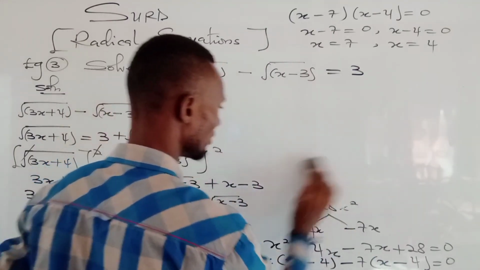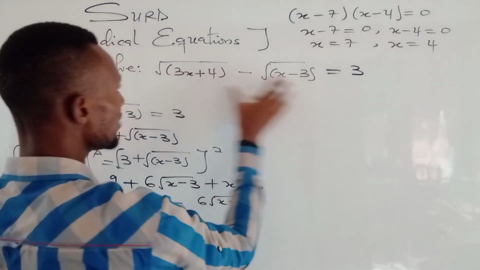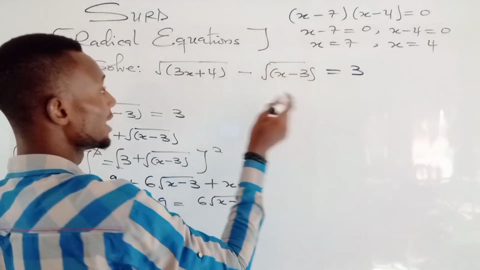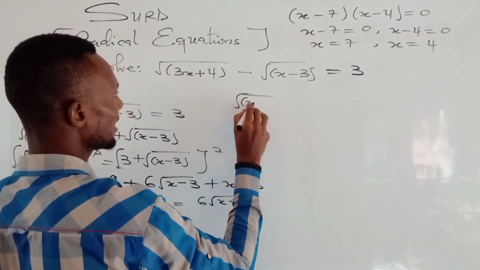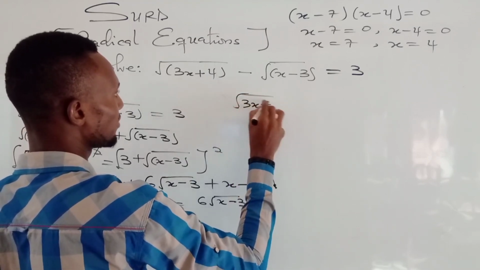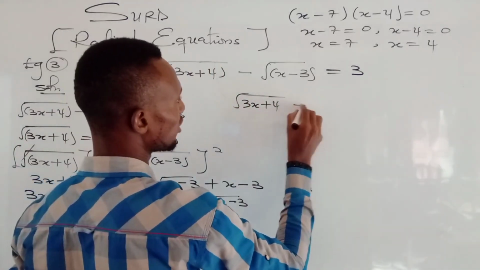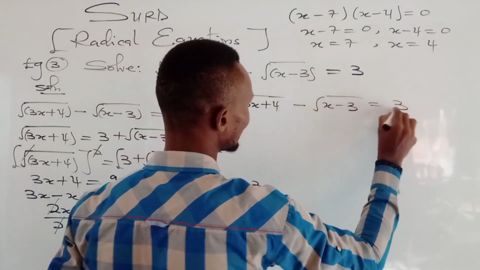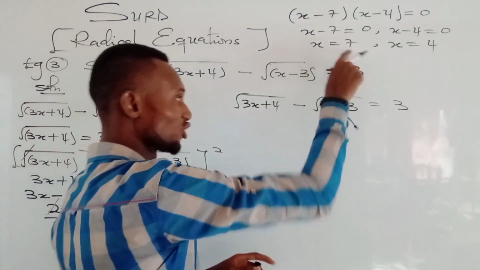So now we are going to test with the original equation given. The original equation given is the square root of 3s plus 4, you can write it without the brackets, minus the square root of s minus 3, equals 3. That's the equation given. So let's test with s equals 7.